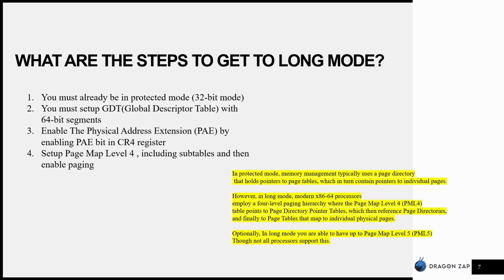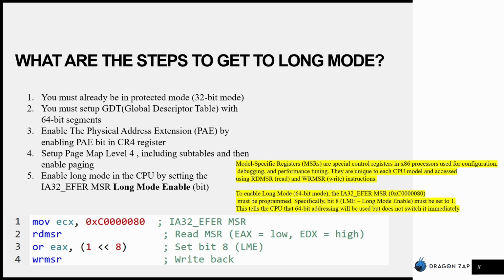The PageMap level 4 essentially just points to page directory pointer tables, and then they point to page directories, and then finally to the page tables that are used to map the individual pages. So you should already be quite comfortable with paging from the part 1 course. I will briefly explain some differences in this presentation as we go along. So the 5th step is to enable long mode, and we do that by setting the long mode enable bit inside the IA32_EFER model specific register. Okay.